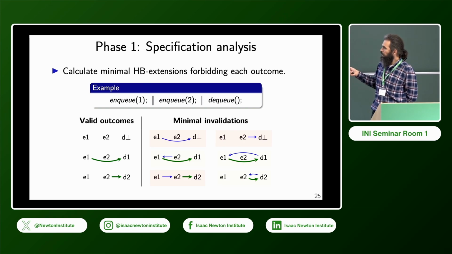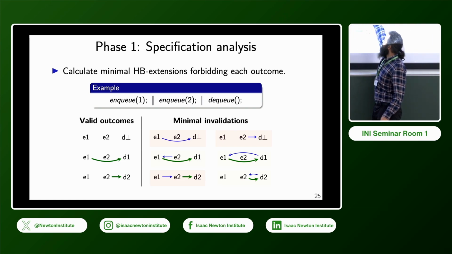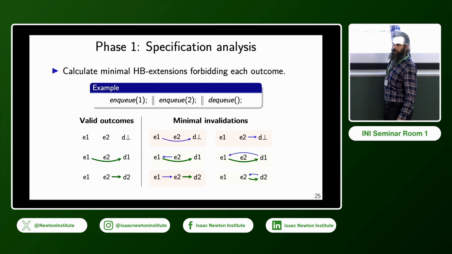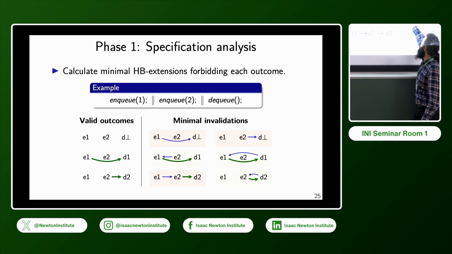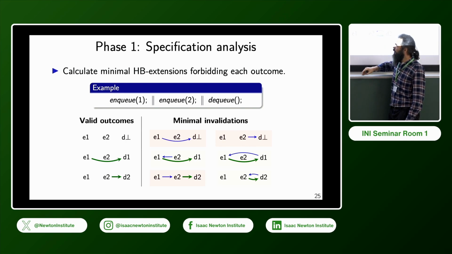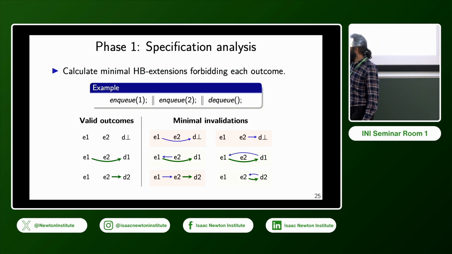first analyze a specification, and besides finding the valid outcomes, for each outcome, we'll try to find the minimal additions, the minimal extra edges, or happens-before orderings you can add between the method calls to make this outcome invalid. So here, specifically, if the DQ returns empty, and I make sure that the DQ is executed after NQ1, it can no longer return empty. Or if it's after 2. And similar for these other ones here.